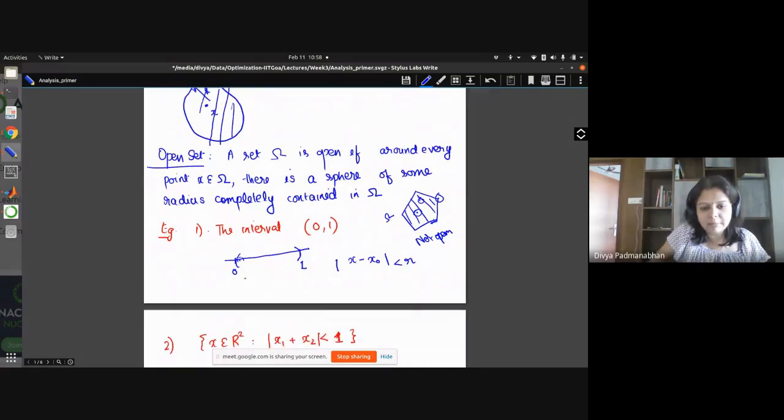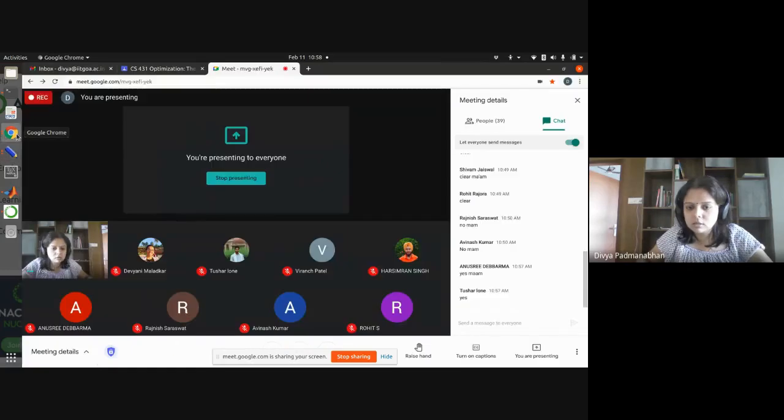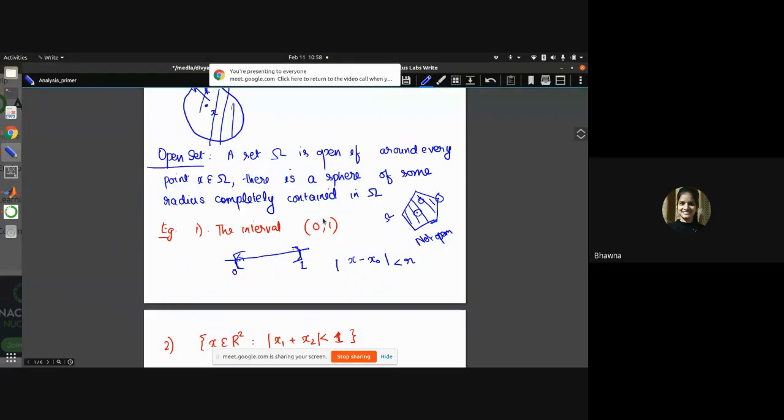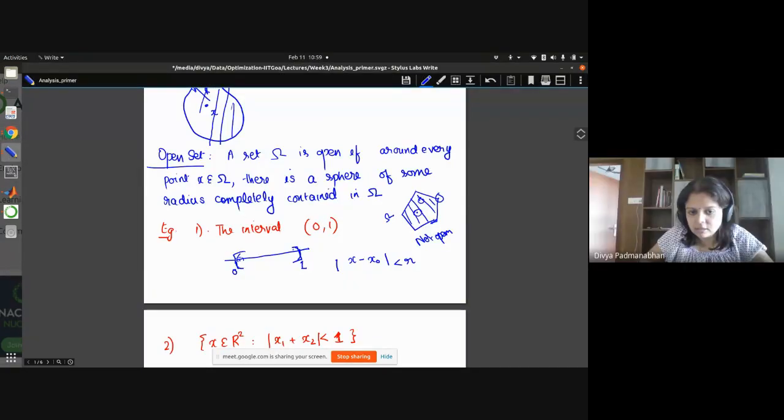Now, the moment you include its endpoints, if you include these points 0 and 1, it fails to be an open set. Can somebody tell me why? Do you understand why? It can't find any x naught at the points 0 and 1. You take 0, then you cannot find a neighborhood around it which is completely contained, because when you take the absolute value, you'll find something here which comes out of this interval. So that's the same thing.